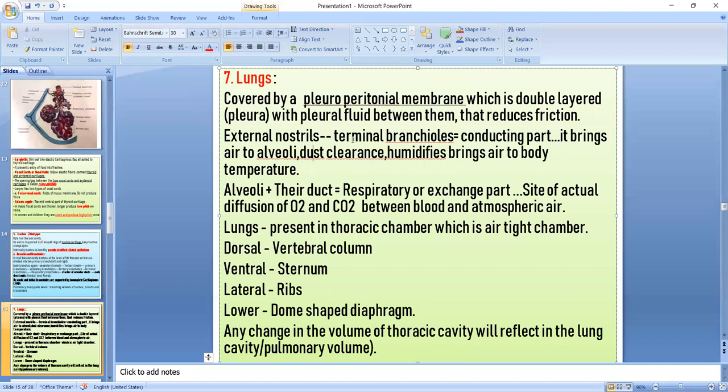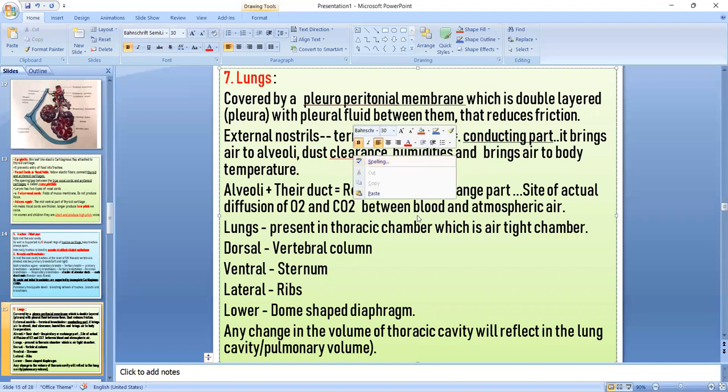From external nostrils to terminal bronchioles, that area is generally known as the conducting part. So that means the oxygen and CO2 are conducted. It brings air to the alveoli, clears the dust particles, humidifies and brings air to body temperature. Okay, the conducting part has the duty of bringing air to normal body temperature.